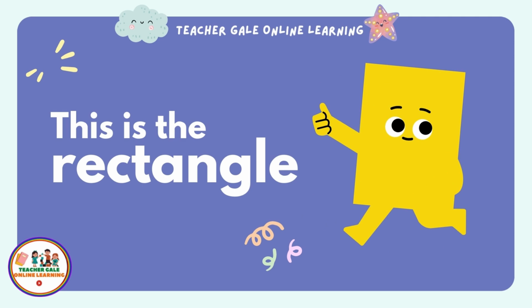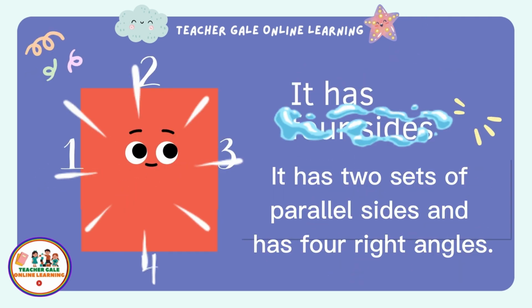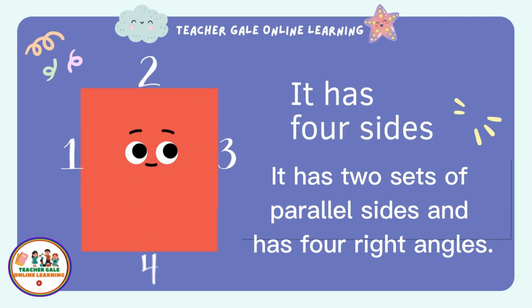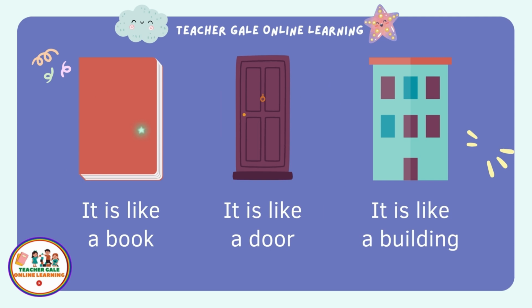This is the rectangle. It has four sides. It has two sets of parallel sides and has four right angles. It is like a book. It is like a door. It is like a building.